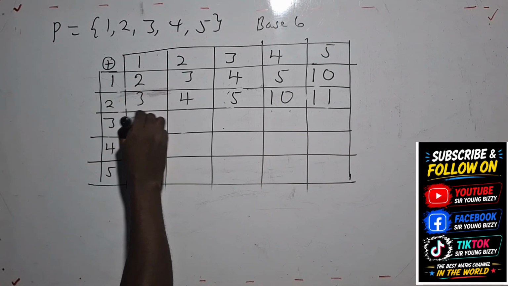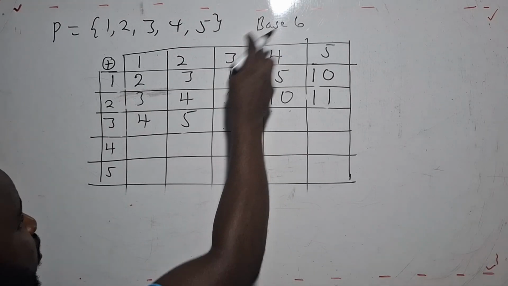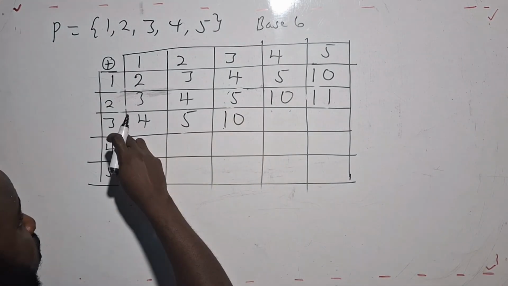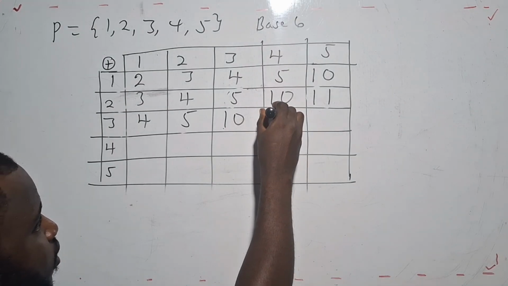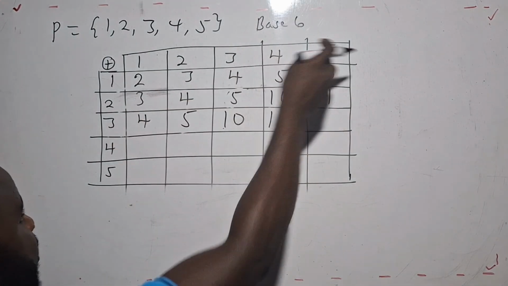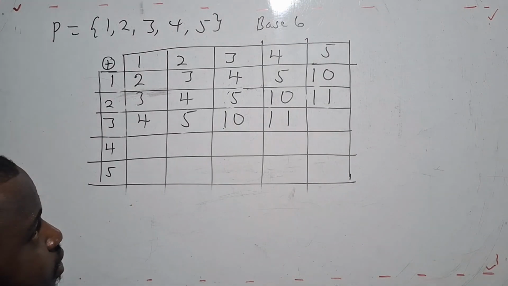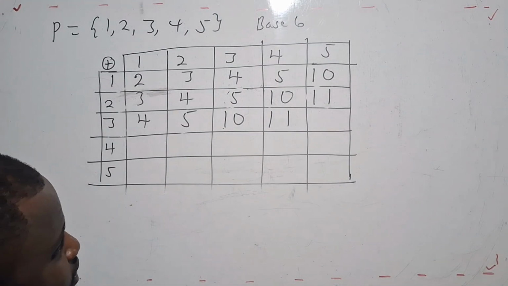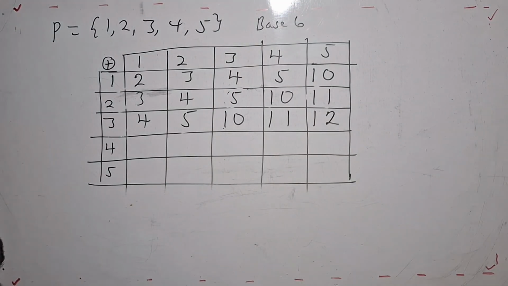3 plus 1 is 4. 3 plus 2 is 5. Accepted. 3 plus 3 is 6. 6 divided by 6 is 1, remainder 0. 3 plus 4 is 7. 7 divided by 6 is 1, remainder 1. 3 plus 5 is 8. Now 8 divided by 6 is 1, remainder 2.